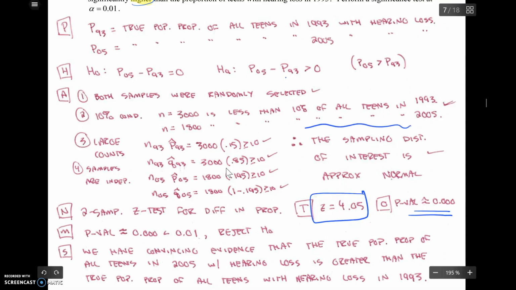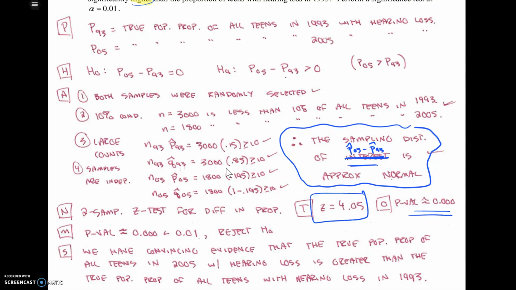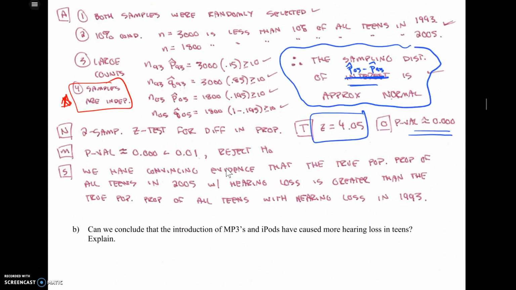This is not required anymore, as I mentioned in class. That's something that we can just screw up. So I don't like this of interest. I didn't even say which one I was talking about. Therefore, the sampling distribution of p hat 05 minus p hat 93 is approximately normal. Don't put it down. It can only cost you points. And the samples are independent. Don't forget this. It's common for kids to forget that. So the conditions all check out.